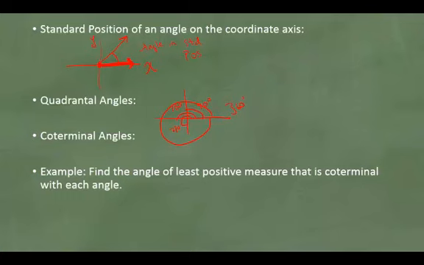We divide the x and y axis into quadrants, which we call quadrant 1, quadrant 2, quadrant 3, and finally quadrant 4, in the counterclockwise direction, just so it's easier to talk about. Coterminal angles.